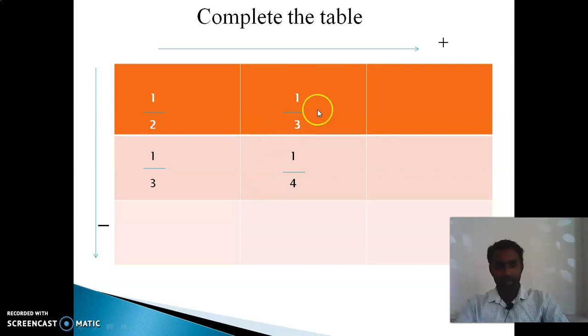Okay, now students, take your rough note, and here I gave one practice problem. You have to solve it the same way, same like that table column method only. When you are going from left to right, you have to add. When you are going from up to down, you have to subtract.